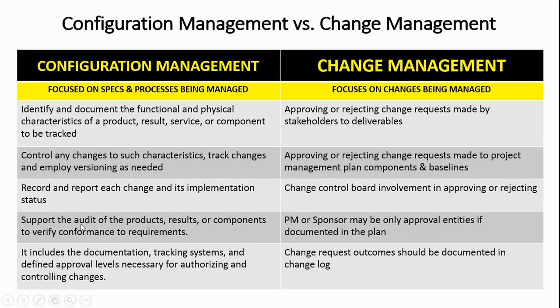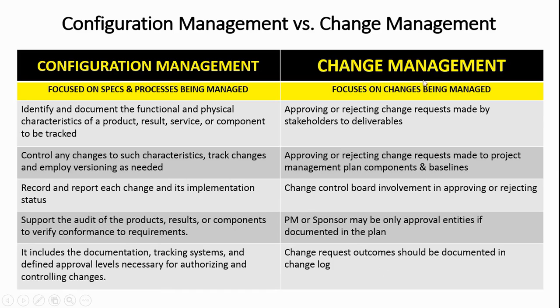okay? This is where we support the audit of the product's results or components to verify conformance to requirements. And it also includes the documentation, the tracking systems, and the defined approval levels necessary for authorizing and controlling changes, again to specs. In your head, always put this is all about specification changes or changes to organizational processes and procedures, because organizational processes and procedures change and evolve, and you want to make sure that you're not using version 1.5 when you should be using version 2.8.